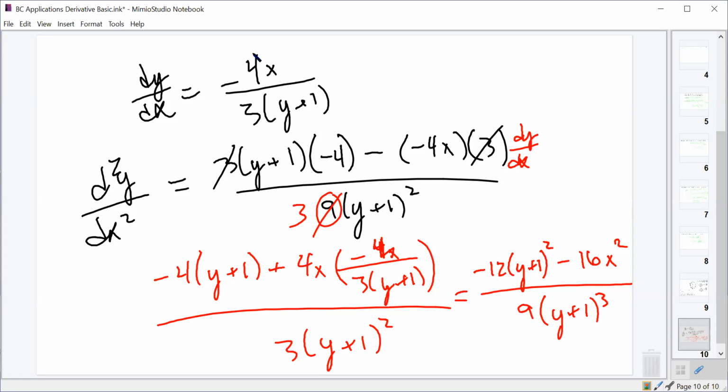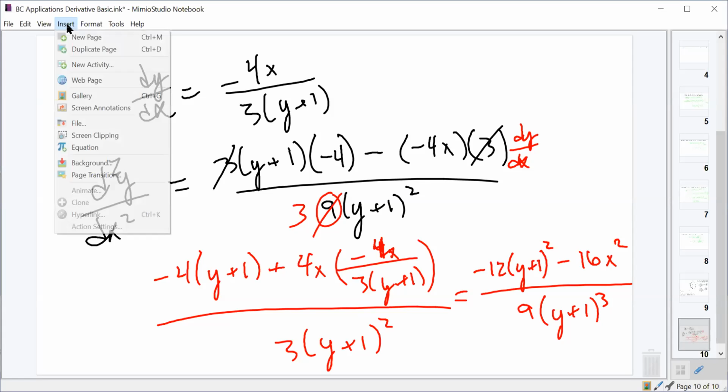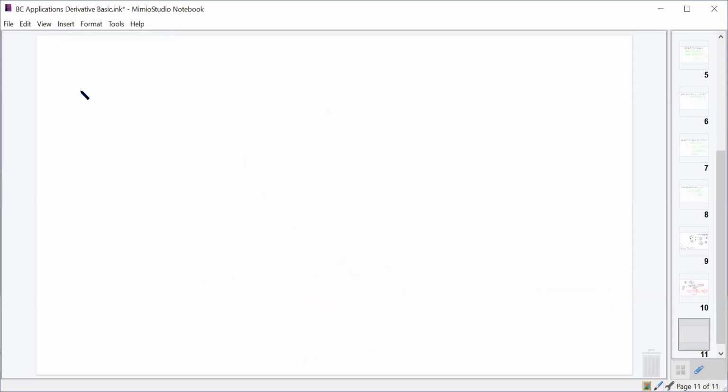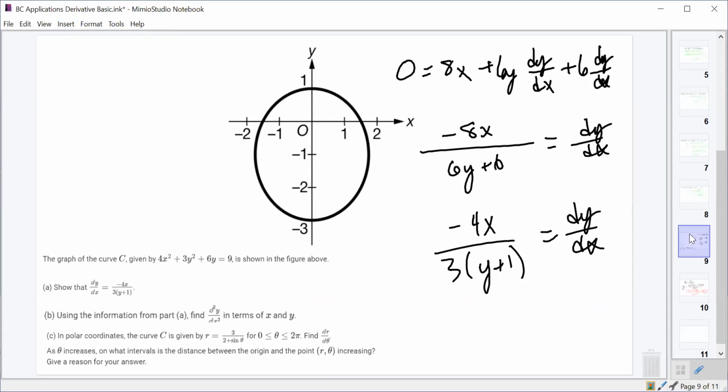All right, so then what about part C? So part C, we've got to think a little bit about what it's asking us here. It says that the curve is given by r equals 3 over 2 plus sine theta for 0 to 2 pi, and wants us to find dr d theta. So we haven't really found dr d theta. How do we find dr d theta?